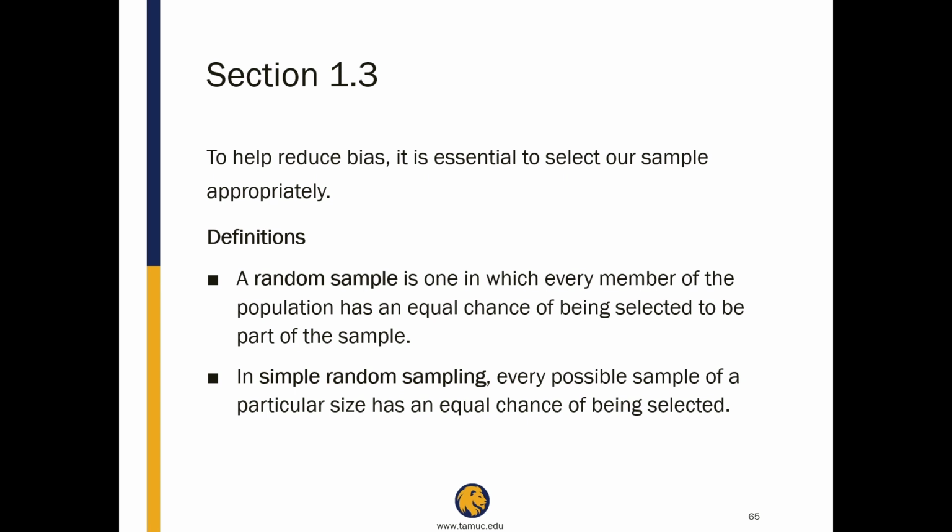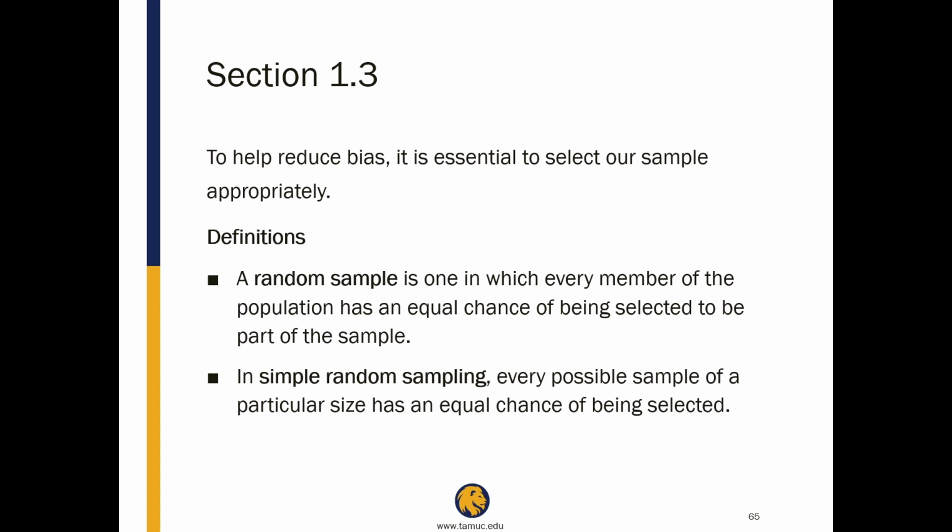Selecting the sample is really important, like we were talking about earlier. It's possible to select a sample that isn't representative, and in that case, the results that are received don't really tell us about the population. So selecting the sample appropriately, here are some different definitions for that. First off, a random sample is one in which every member of the population has an equal chance of being selected to be part of the sample.